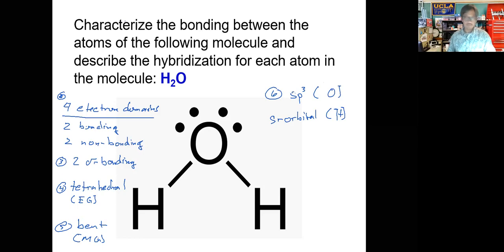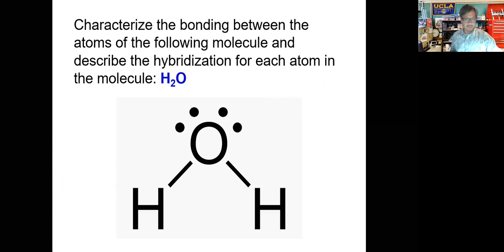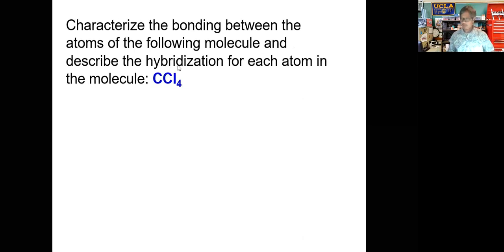All right. Let's try another one here, folks, and let's keep working through this. I'm going to try to do as many as I can with you before we go on with the discussion of intermolecular forces. But let's make sure we can get this done well. So this is called carbon tetrachloride. Same thing: take about 2 minutes to characterize this molecule, and then we'll go over it together.